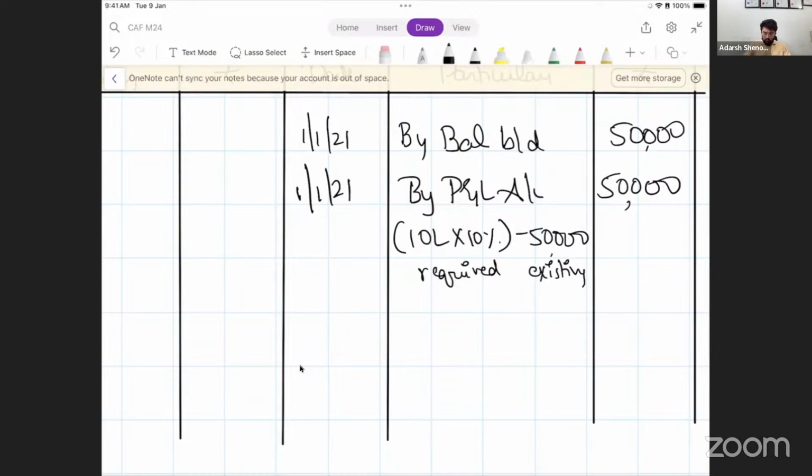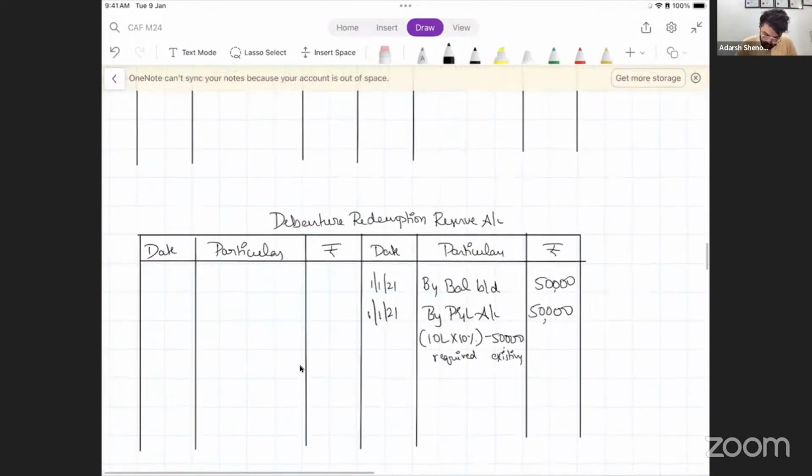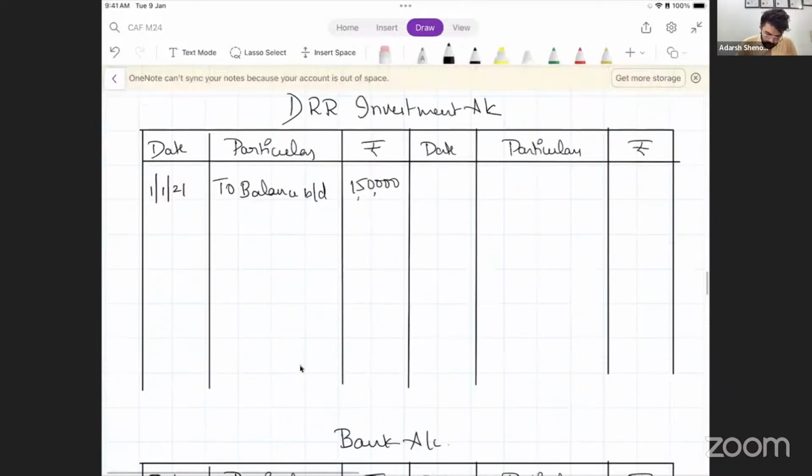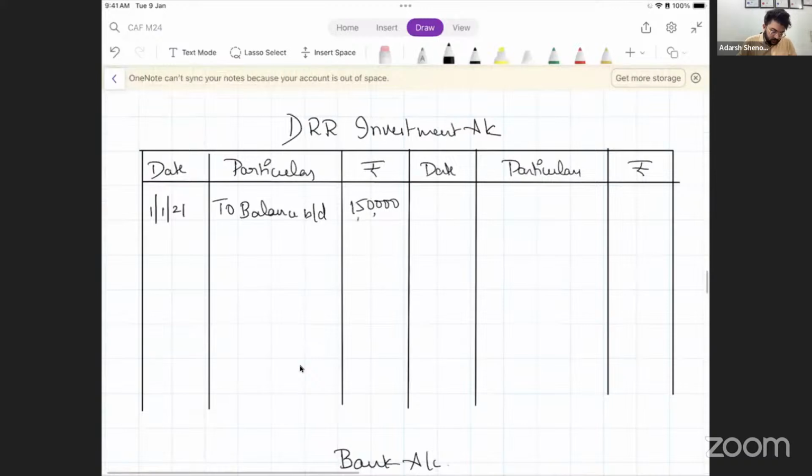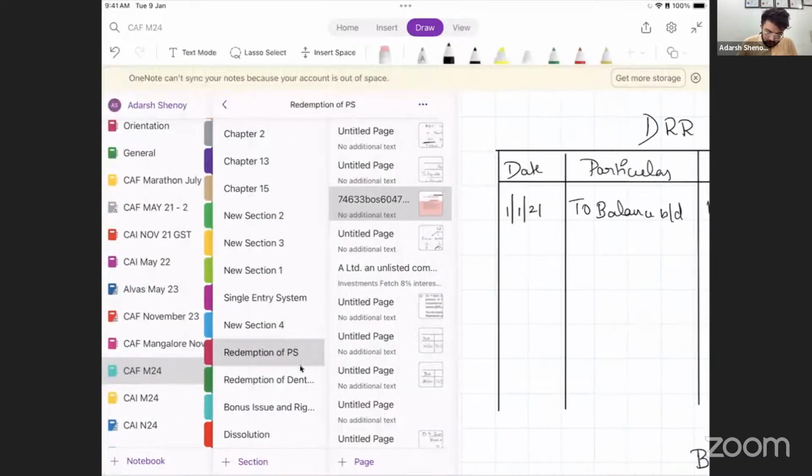Are we done? Next, investment also, 15% of 10 lakhs, 1 lakh 50,000. This is fine. We're good to go with the redemption now.